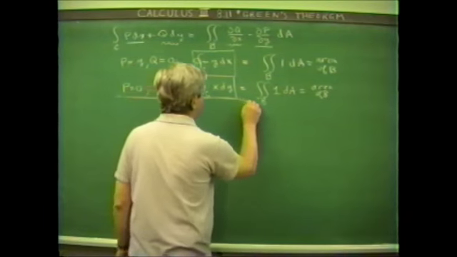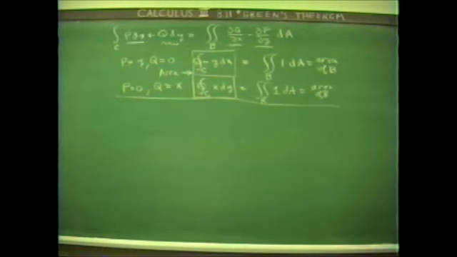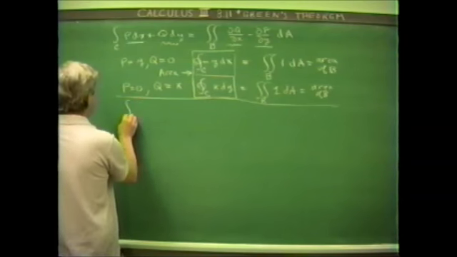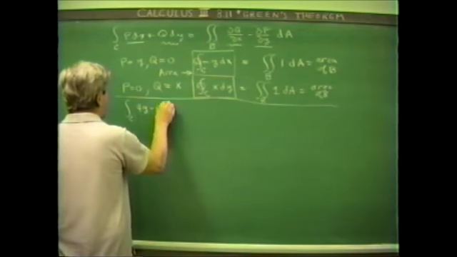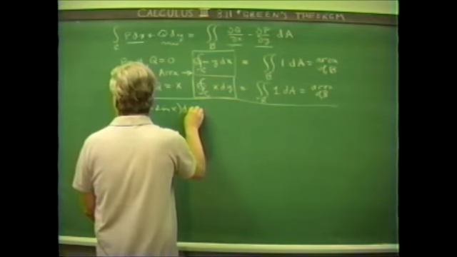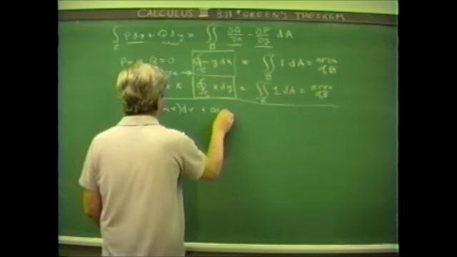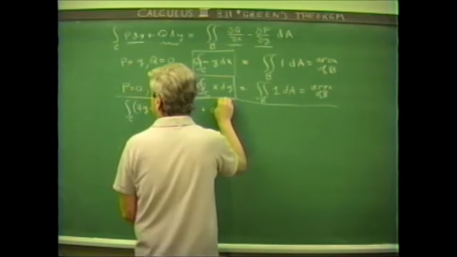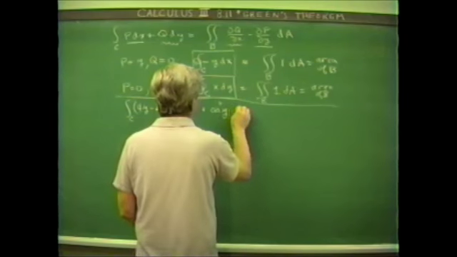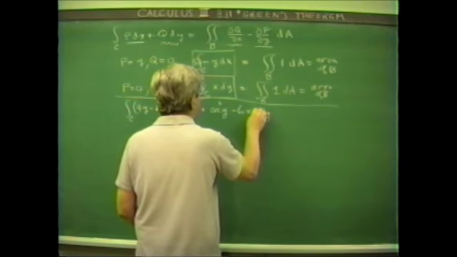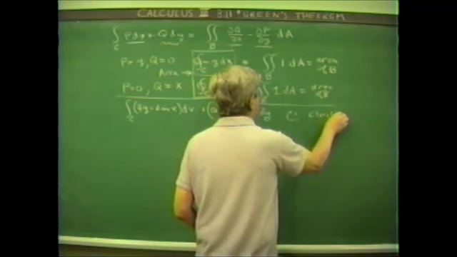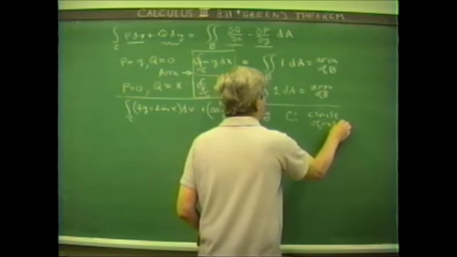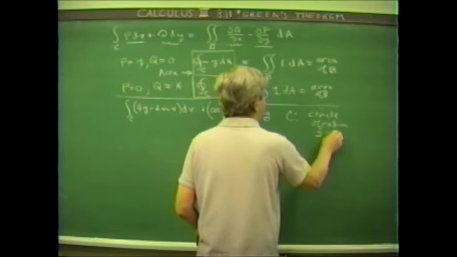Let's take a look at some specific examples where Green's theorem allows you to simplify a problem involving integration. Let's look at the integral around C of 4y minus sine x dx plus cosine y squared minus 6x dy, where C is the circle with radius 2 centered at the origin.